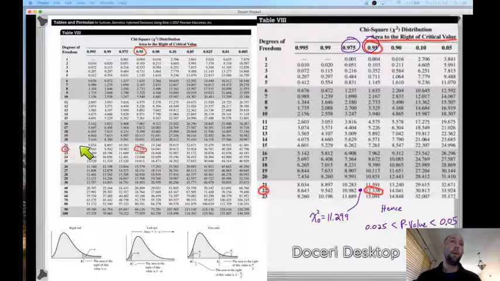We line up the row with 22 degrees of freedom with the column that has an area to the right of 0.95. And we find here that 12.338 is the chi-square critical value for this hypothesis test. Let's jump back.